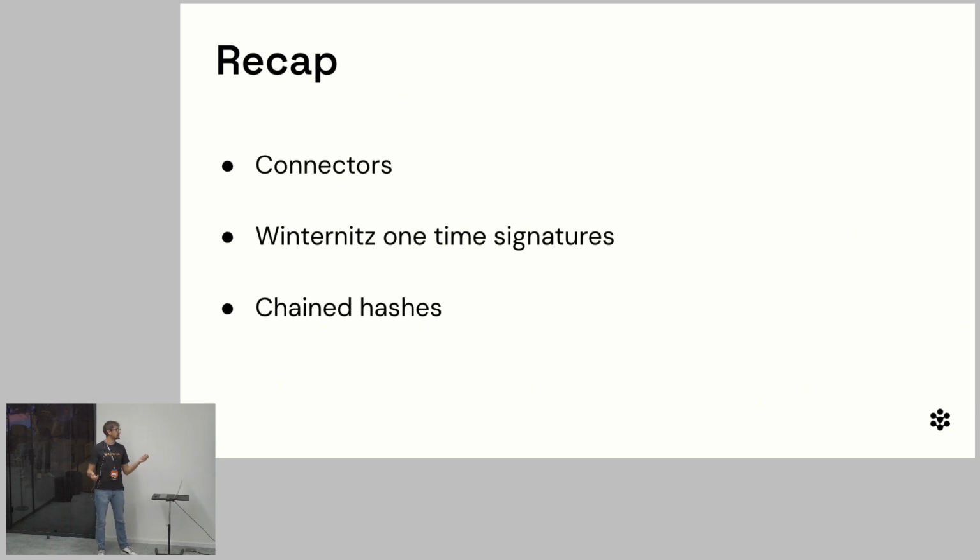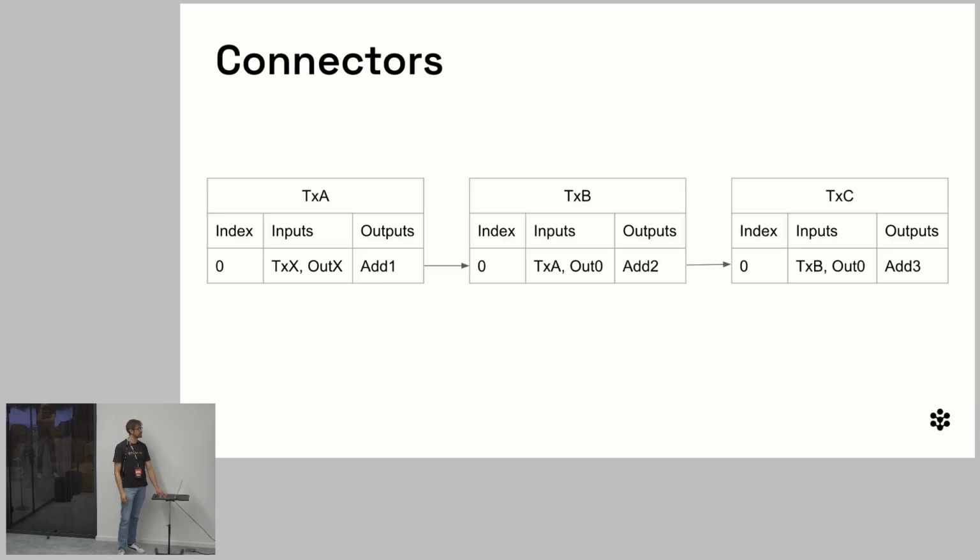Taking all this into account, some people have done some research to stretch the script a little bit and try to overcome all these limitations. So I'm talking about the connectors, the Winternitz one-time signatures, and the chain hashes. At first, I will explain all these concepts because they are really important for the continuation. So what is a connector?